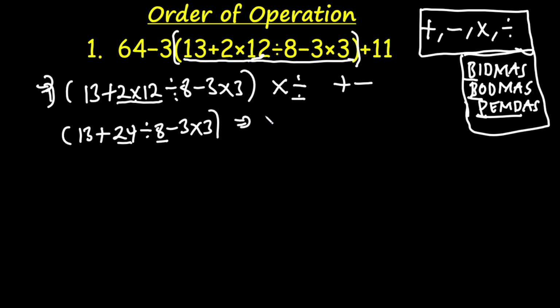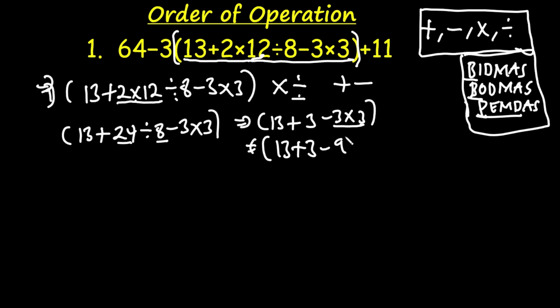We just continue over here. 13 plus 24. 24 divided by 8 is 3. So we have solved the division, and then minus 3 times 3. Okay, so in that order, we had the multiplication sign, division, and the multiplication. So let's consider this one again. And then over here too, we have 13 plus 3. And then 3 times 3 is 9.